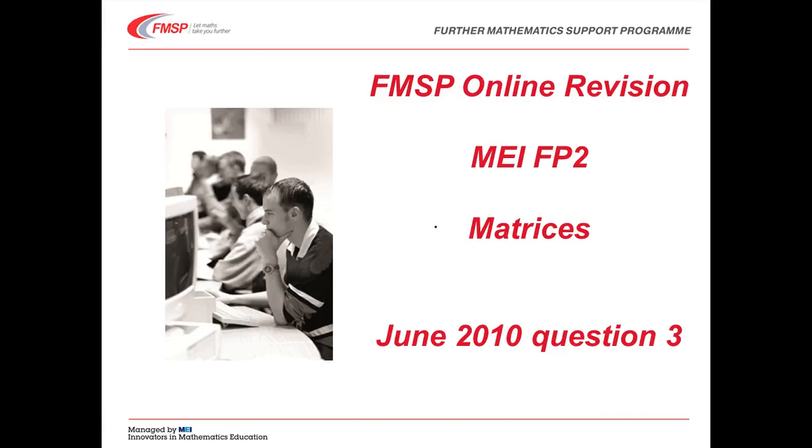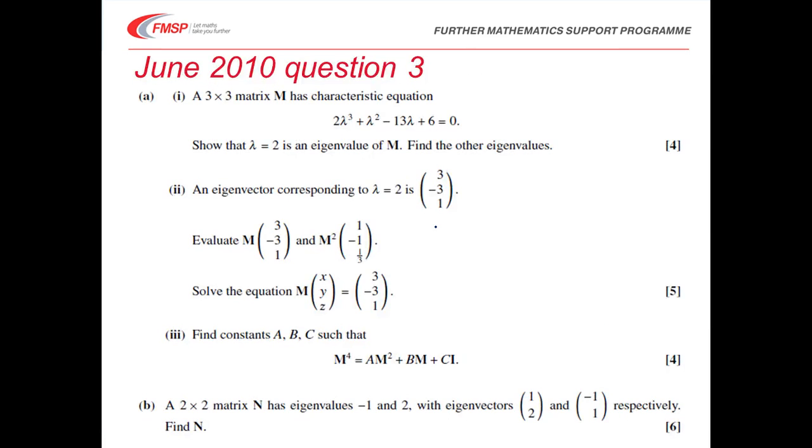Hello, in this video we're looking at MEI Further Pure 2, the June 2010 paper, question 3, which is on matrices. Read through the question first. We're given a characteristic equation and asked to show that lambda equals 2 is an eigenvalue. We're also asked to find the other eigenvalues, so factorising straight away is likely to be the best method.